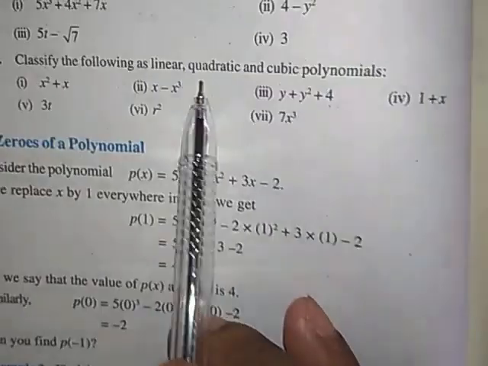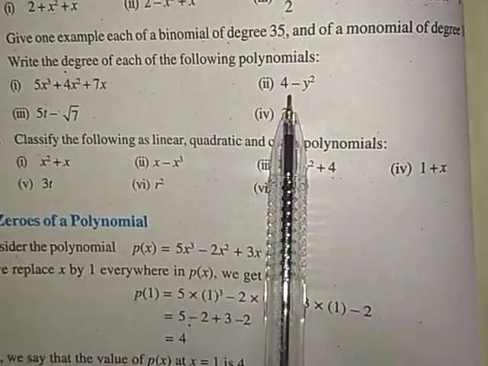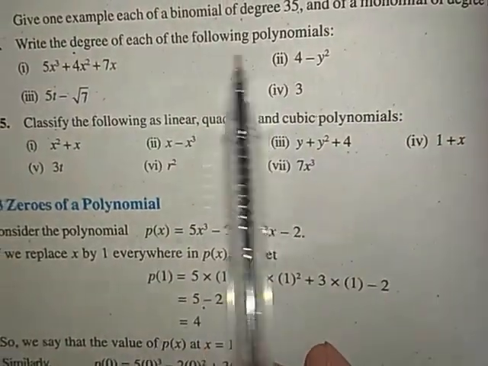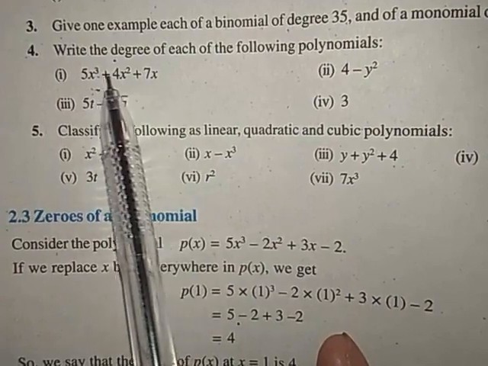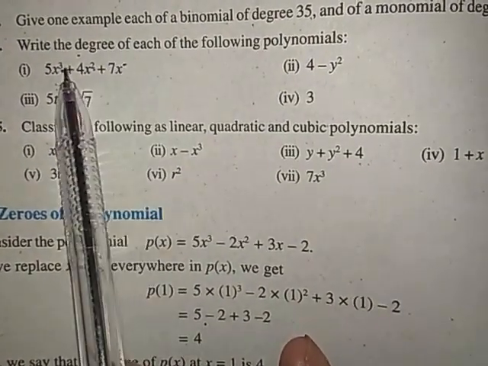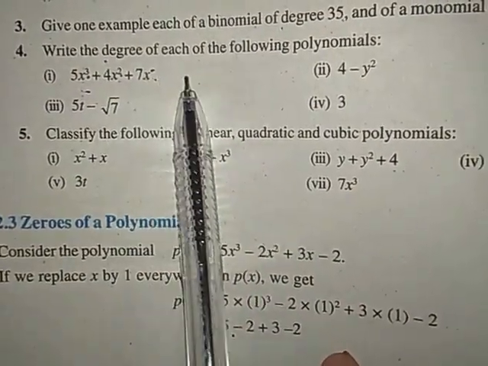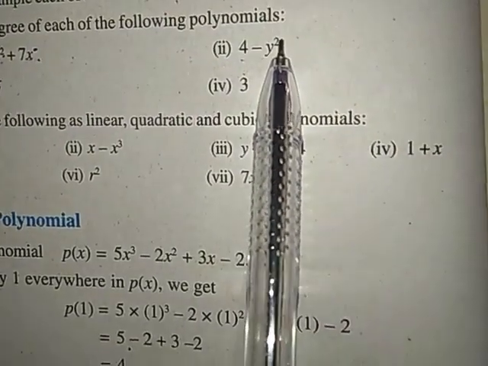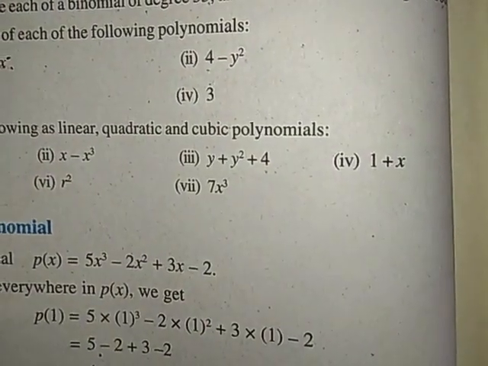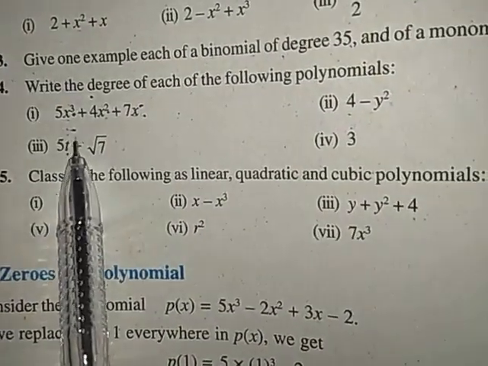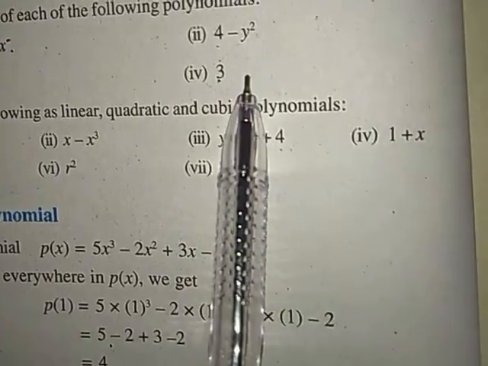Let's move on to another question. Write the degree of each of the following polynomials. What does degree mean? Degree means maximum power. So, what is the maximum power here? Here it is 3, here 2, here 1. So, the maximum power is 3. So, the degree is 3. What is the maximum power of this? 2. The maximum power of this is 2. What is the maximum power of this here? 1. What is the maximum power here? No, it is a constant number. So the maximum power is 0.